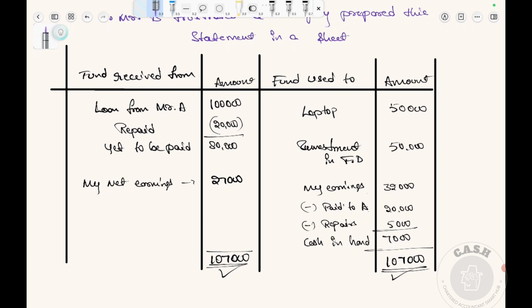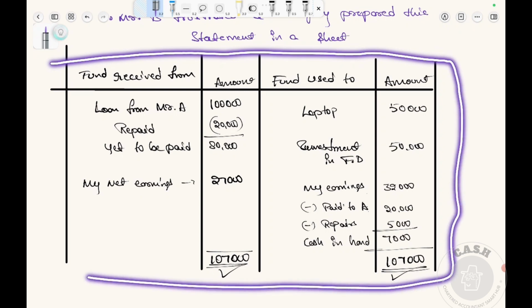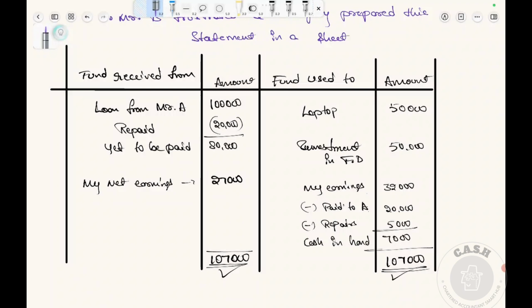He is showing this 27,000 here because if anyone asks him what is your net earnings, he will reply with this amount. From now on, whoever disturbs Mr. B, he will reply with this statement saying, this is my current financial position. So this is the reason we prepare a balance sheet.